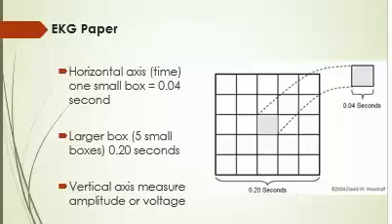So 5 of those little boxes, which is what I have represented here in this diagram, is going to be 0.20 seconds. And 0.20 should immediately pop in your head. Wait a minute, I remember somebody saying that the PR interval should be between 0.12 and 0.20. So if the PR interval is greater than 5 little boxes, then we know that it is what we call prolonged or wide. Okay, so prolonged is a word that we like to use.